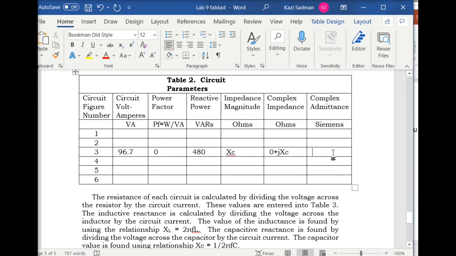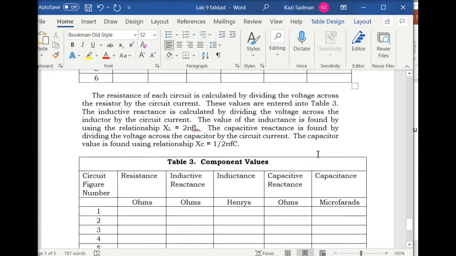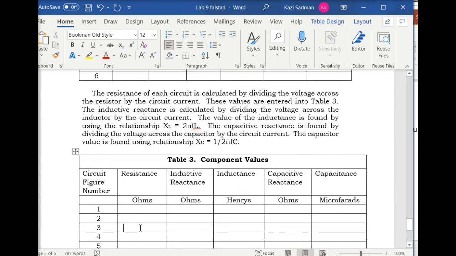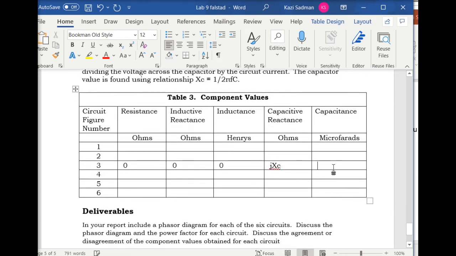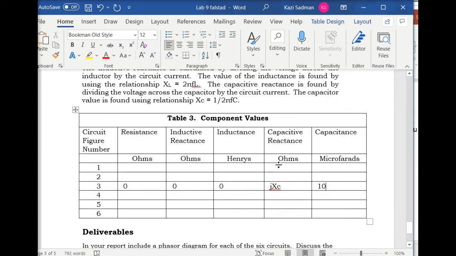And then what is the complex admittance? For admittance, you have to invert this complex impedance and you get the complex admittance, just like you did before, okay? Then over here, the resistance value is 0, the inductive reactance is 0, the inductance is 0, and the capacitive reactance is jXC. You just have to calculate the value. And what's the value of the capacitance? 10 microfarad, right?